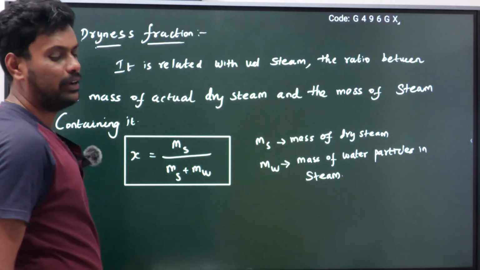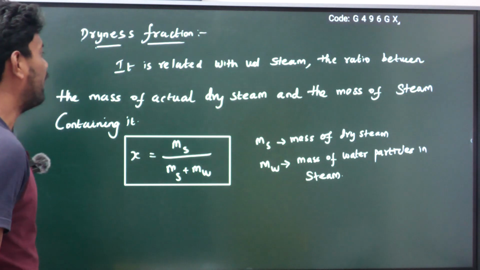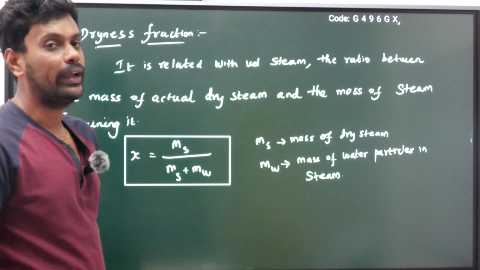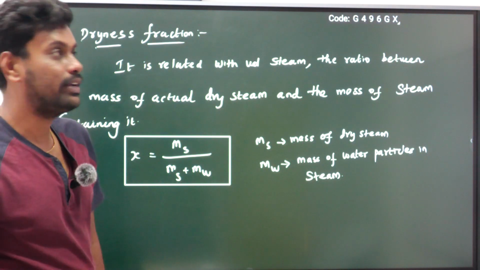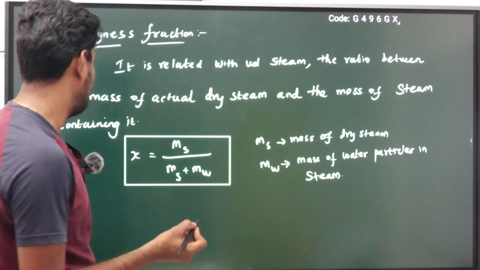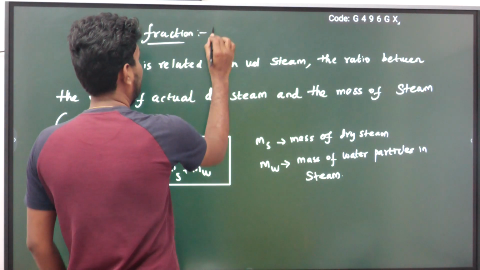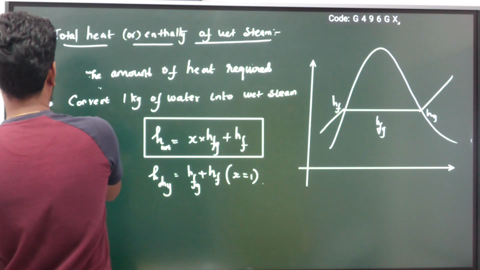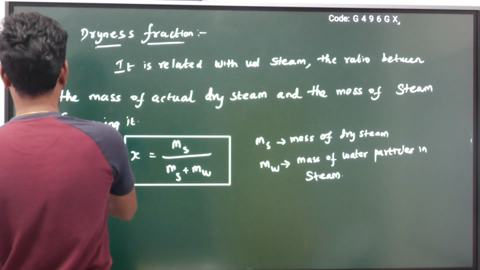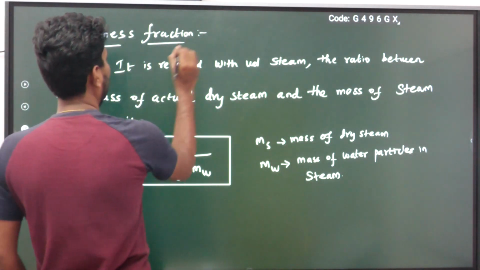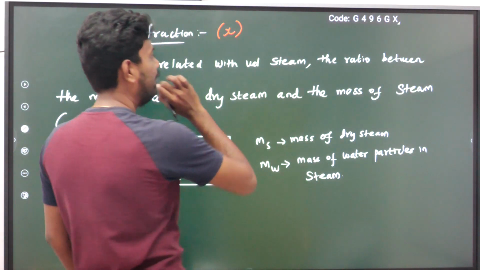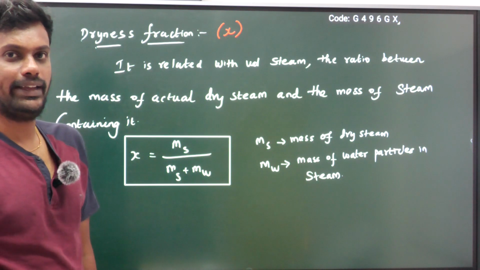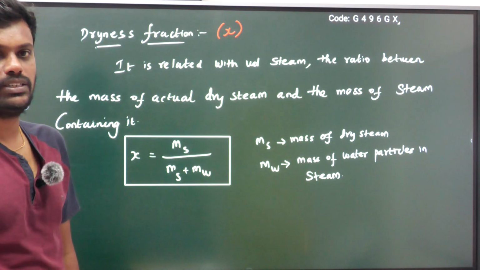So this is another property, which is dryness fraction. Dryness fraction is the most important property in the properties of pure substance. So what is dryness fraction? Dryness fraction is denoted by the letter x, small x. Usually they denote the dryness fraction by small letter x. What is the meaning of dryness fraction?